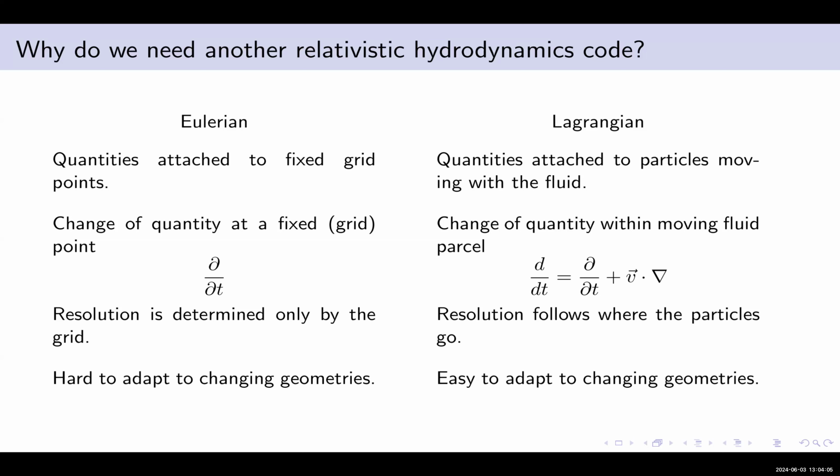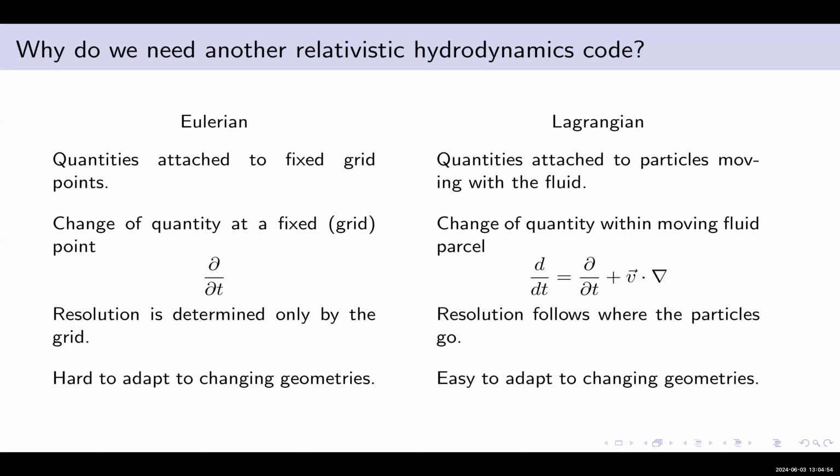On the other hand, in a Lagrangian approach, the quantities are attached to particles that move around with the fluid. And so you have to change your time derivative to be the full time derivative like that. One of the main advantages is that the resolution follows where the particles go. So wherever you have a bunch of particles, you automatically have high resolution, and it's easy to adapt to changing geometries. Of course, that advantage gets diluted a bit when you couple it to a spacetime grid, but at least that's one advantage of the Lagrangian fluids.